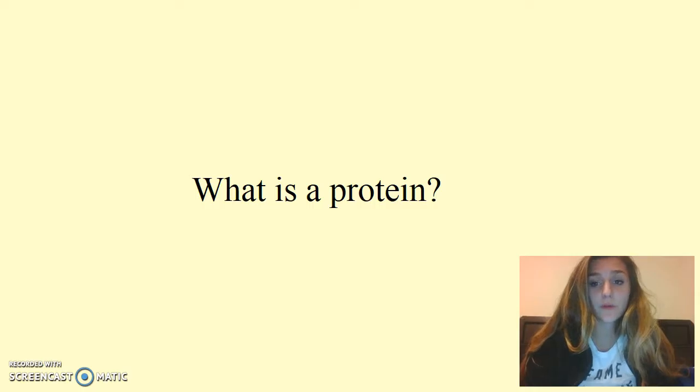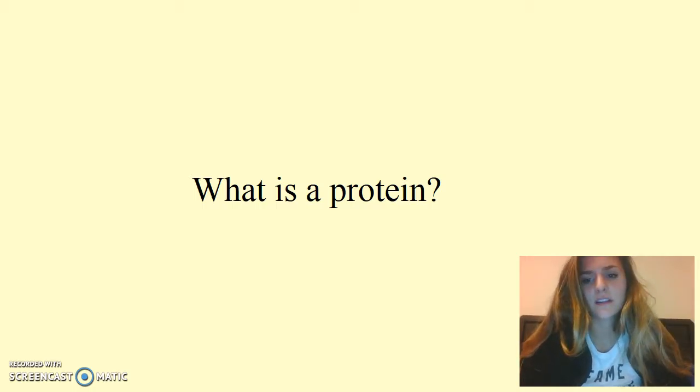First, I'll be discussing what a protein is. A protein is considered the building block which constructs and maintains all organism cells. They're macromolecules that consist of either one or multiple polypeptide chains. Each chain is a combination of 20 amino acids.